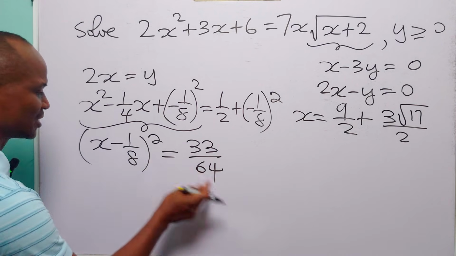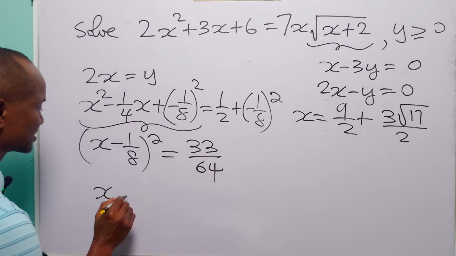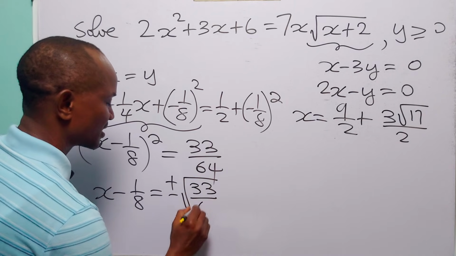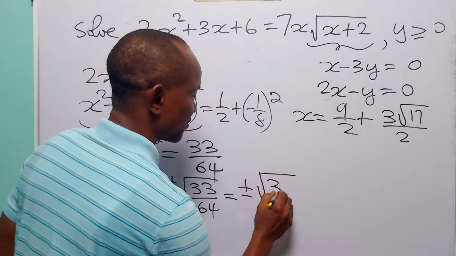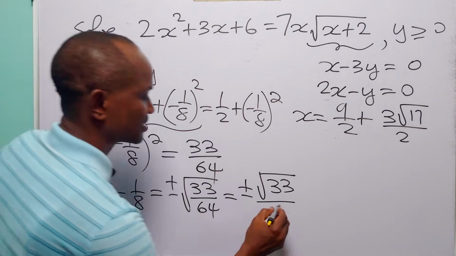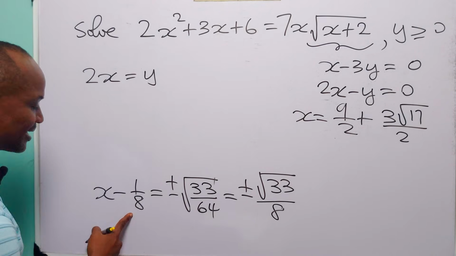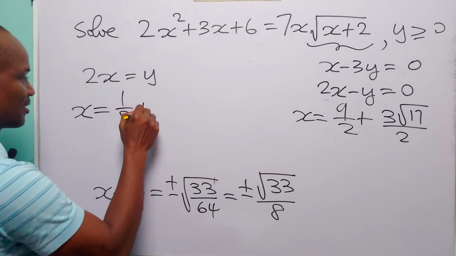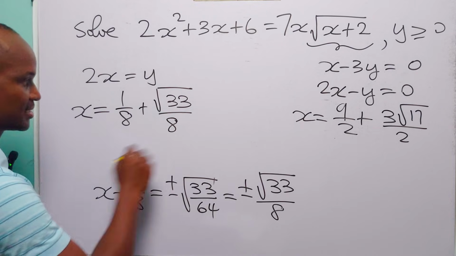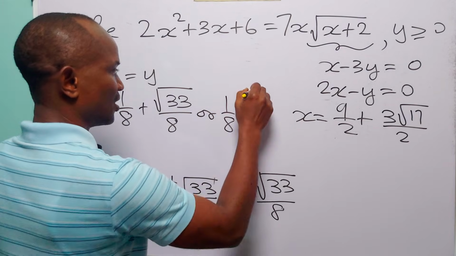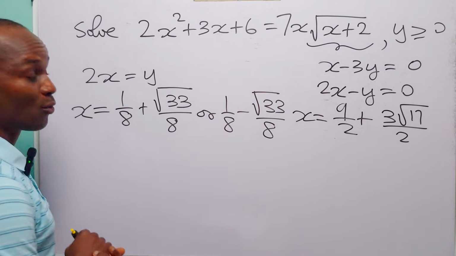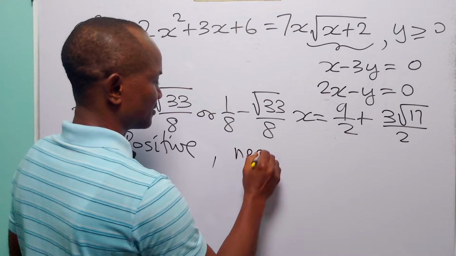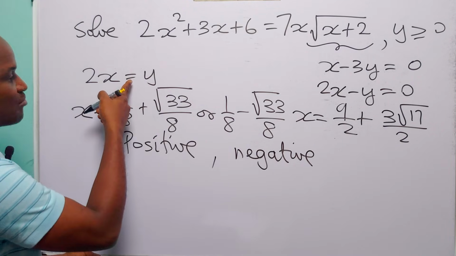And of course, the next thing we are going to do will be to take the square root of both sides of this equation. When we do that, we have that x minus 1 over 8 is equal to plus or minus the square root of 33 over 64. This is equal to plus or minus the square root of 33 over the square root of 64, which is 8. And of course, to find the value of x, we add 1 over 8 to both sides of this equation. So we have that x is equal to 1 over 8 plus root 33 over 8, or 1 over 8 minus root 33 over 8. Once more, we have two values of x. This is positive and this is negative.